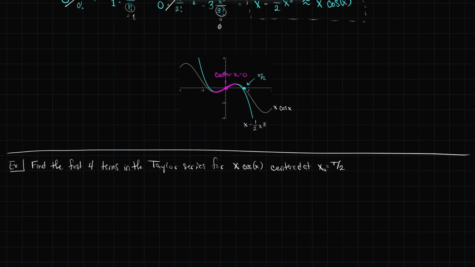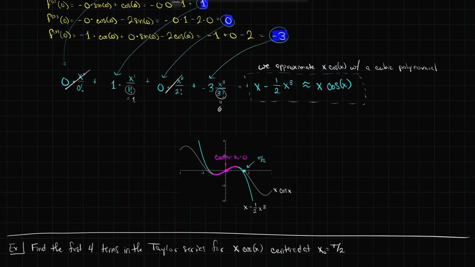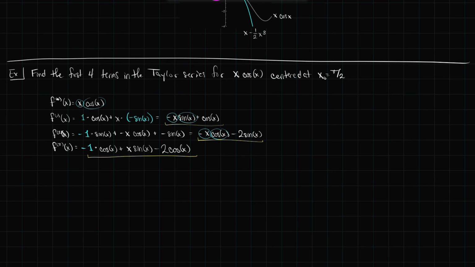Well, we can get away with everything we did before. The only thing that's going to change is that rather than evaluating my 4 derivatives at 0, I'm now going to evaluate those 4 derivatives at pi over 2. So I've gone ahead and copy-pasted those 4 derivatives from the earlier problem, but now we need to evaluate at the new center, which is pi over 2. That's not going to be too much work. Let's go ahead and do it.